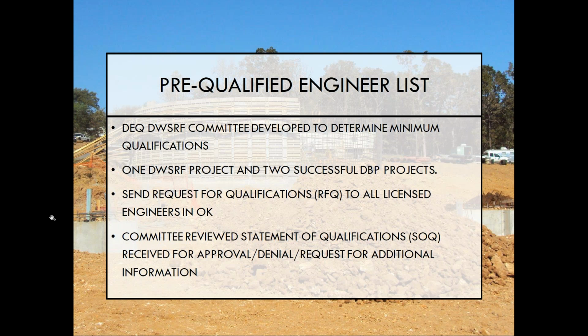And we sent requests for qualifications out to all the licensed engineers in Oklahoma. We were required to do that. So we sent hundreds of RFQs out, and then the committee reviewed the statements of qualifications that we received back and decided if we were going to approve it, deny it, or request additional information. Next slide, please.